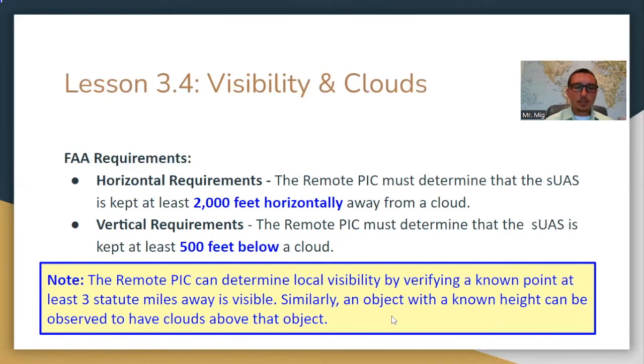Here's a nice little tip. They might test on this, but it's just a nice little thing for a UA pilot to know. The remote pilot in command can determine local visibility by verifying a known point at least 3 statute miles away in visibility. Similarly, an object with a known height can be used to observe how high a cloud is. So if you know a tower is 1,000 feet tall and the clouds are above it, you're good. Or say a building's 500 feet high or even 400 feet high and the clouds look to be more than 100 feet above it, then you're probably good.